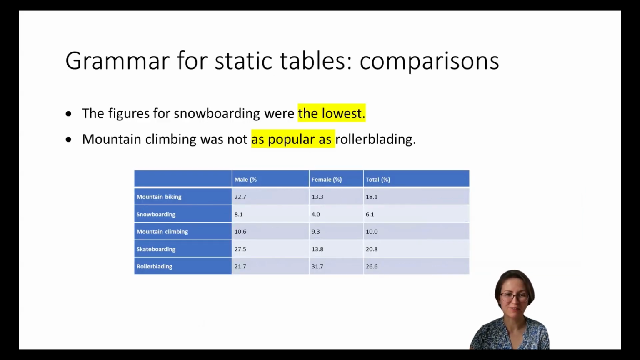Grammar-wise, you will need comparisons, comparative structures. For example, the figures for snowboarding were the lowest. Right here we have the superlative structure. Or mountain climbing was not as popular as rollerblading, as is another example of comparative structure.